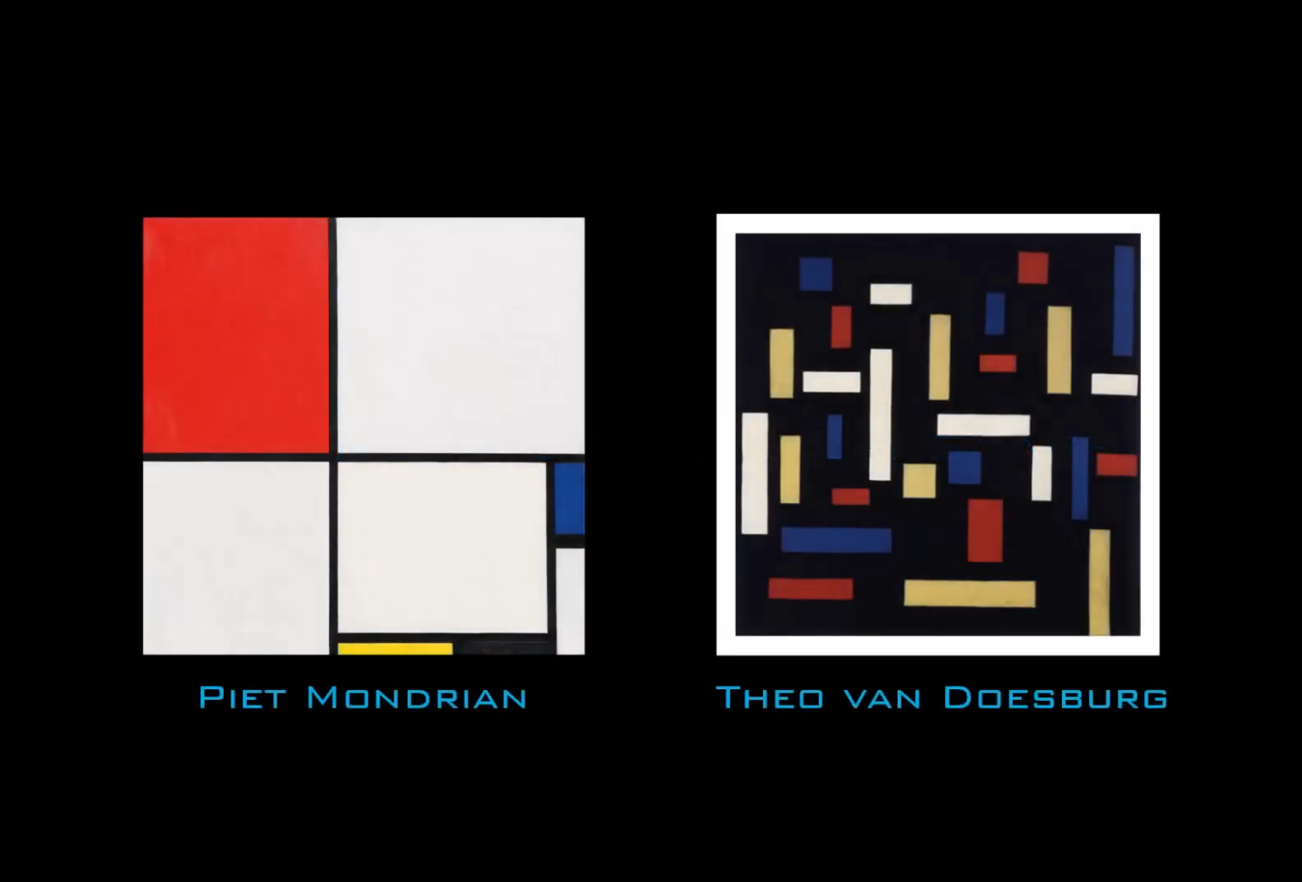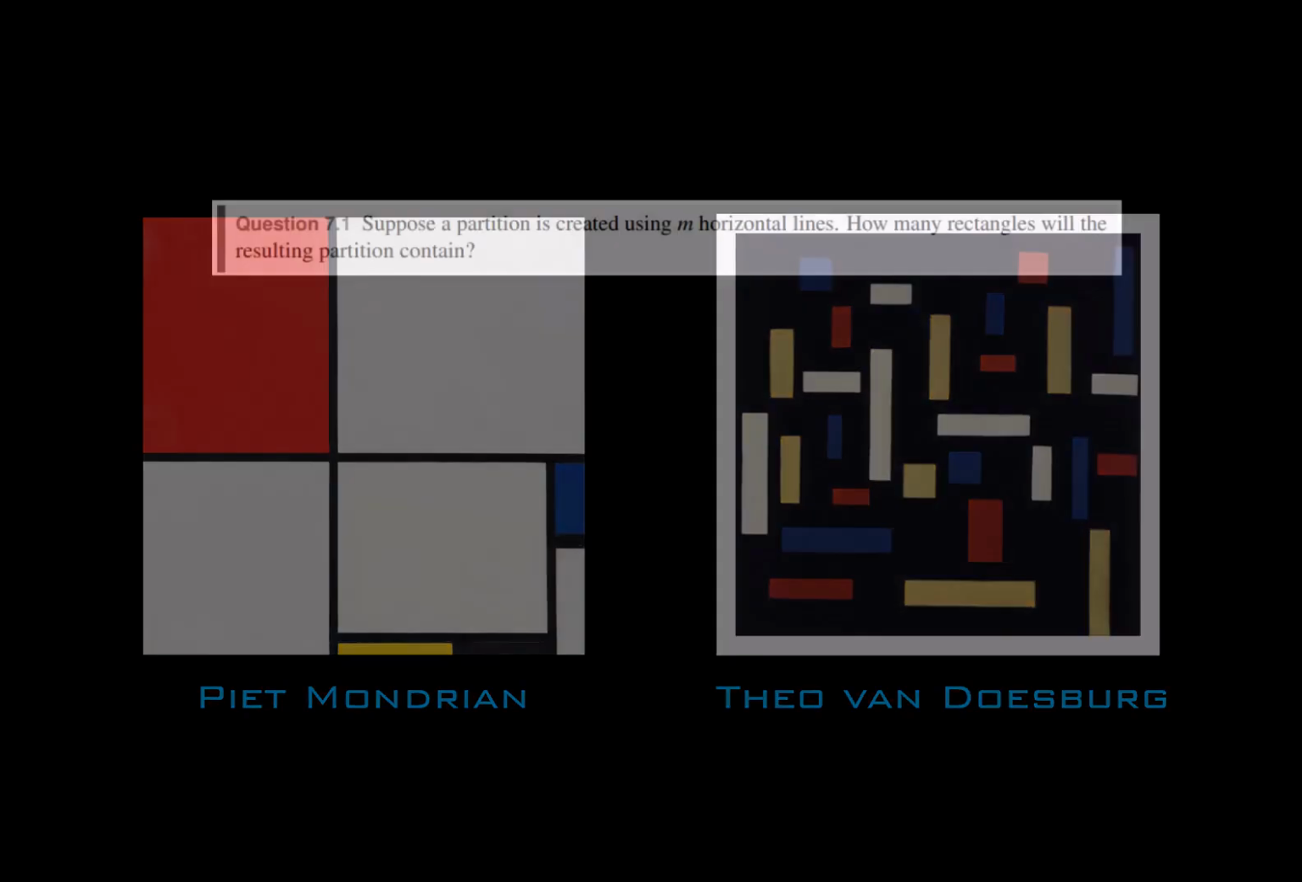Now, here are paintings by the two most famous artists in this style. And in particular, Piet Mondrian is considered one of the greatest artists of the 20th century. And to give you some perspective, this painting right here sold in 2015 for over $50 million. And both of these artists are highly regarded in modern times.